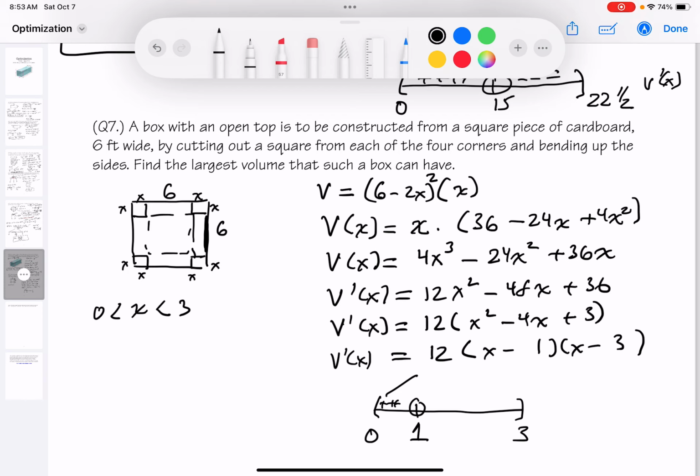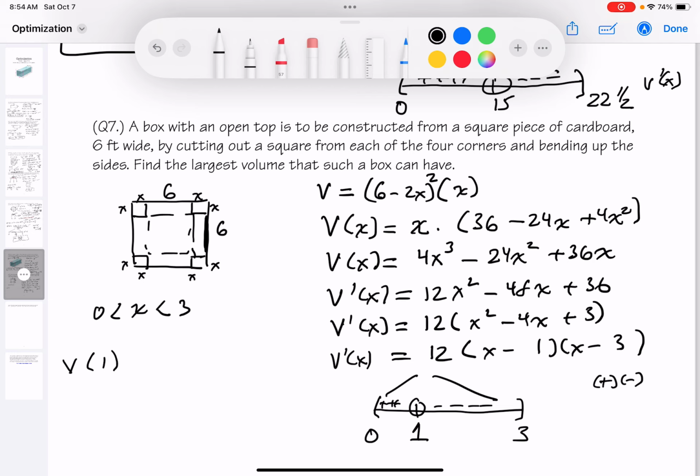All right? If you take a number after 1, like 2, what are you going to get? Positive times a negative, which is negative. So we got the maximum volume at this point. And what's that going to be? Let's write this down now. It's going to be the volume. I think that's what they're asking for, right? Find the largest volume.